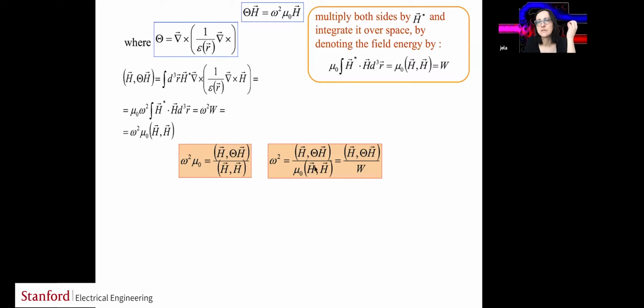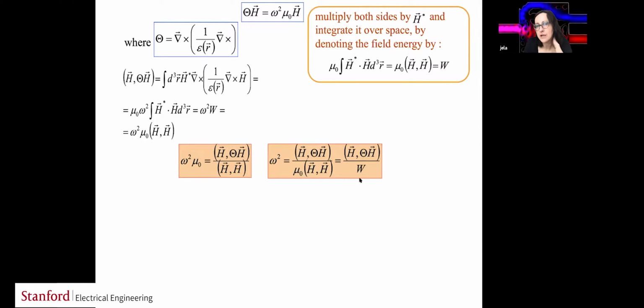And you look at this expression and you don't know how the magnetic field pattern for the particular problem looks like. How would you be able to find the magnetic field pattern corresponding to the lowest frequency state, the eigenmode of the system? So how would you do that?